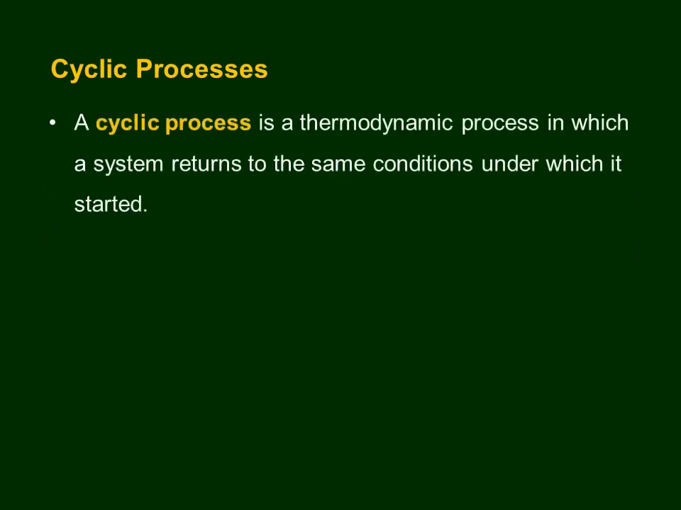The last process is called the cyclic process. In a cyclic process, cyclic means to return back to the initial conditions. A cyclic process is a thermodynamic process in which a system returns to the same conditions under which it started. Return back to the initial conditions.